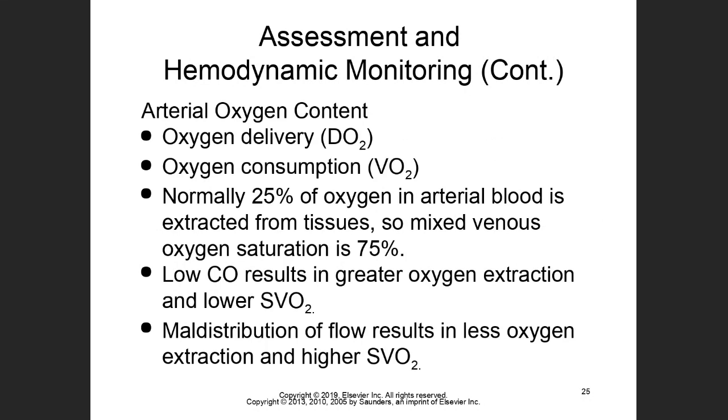Arterial oxygen content, oxygen delivery, oxygen consumption. Normally 25% of oxygen in arterial blood is extracted by tissue, so mixed venous oxygen saturation is 75. Low cardiac output results in greater oxygen extraction. Maldistribution of flow results in less oxygen extraction and higher SpO2.